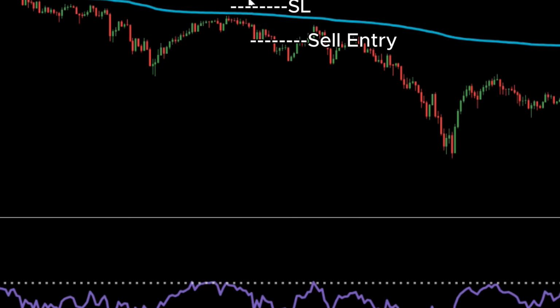Place the stop loss just above the recent swing high and set your take profit at twice your stop loss. After entry, you can see price continued downward and hit our take profit perfectly.